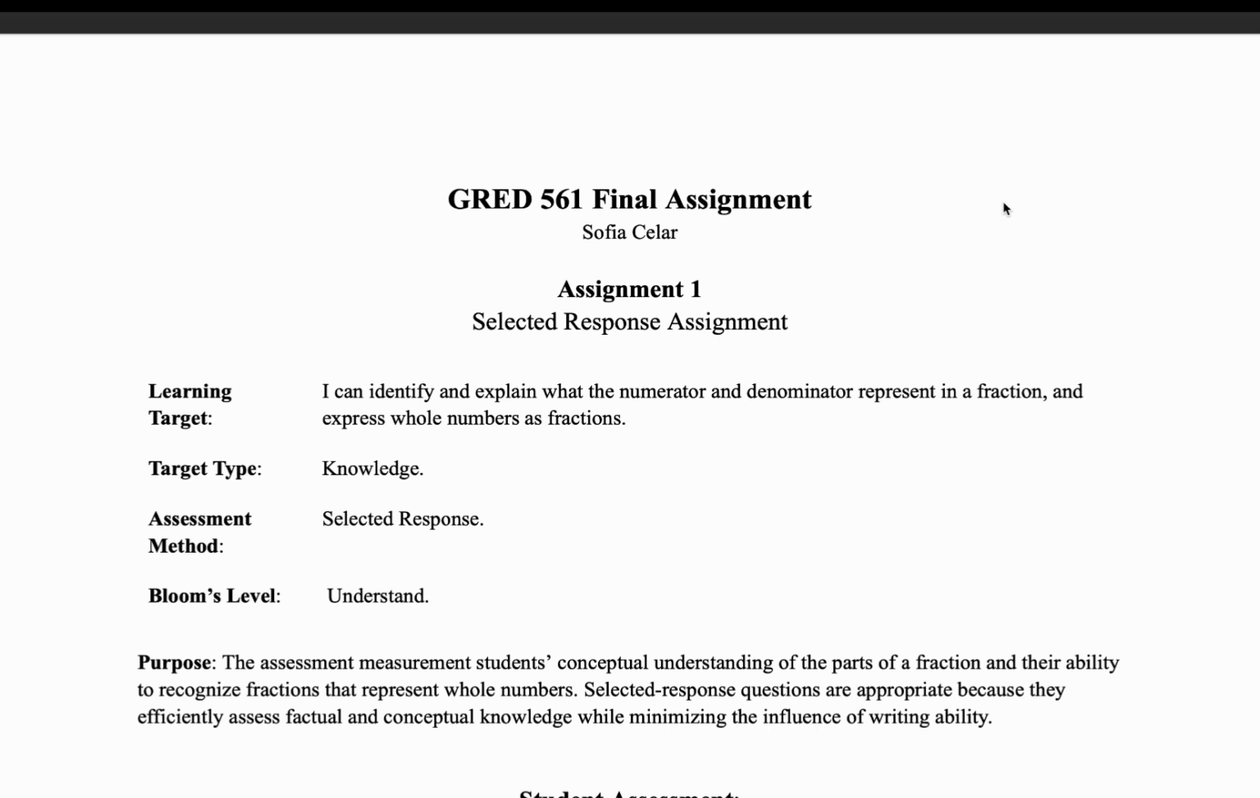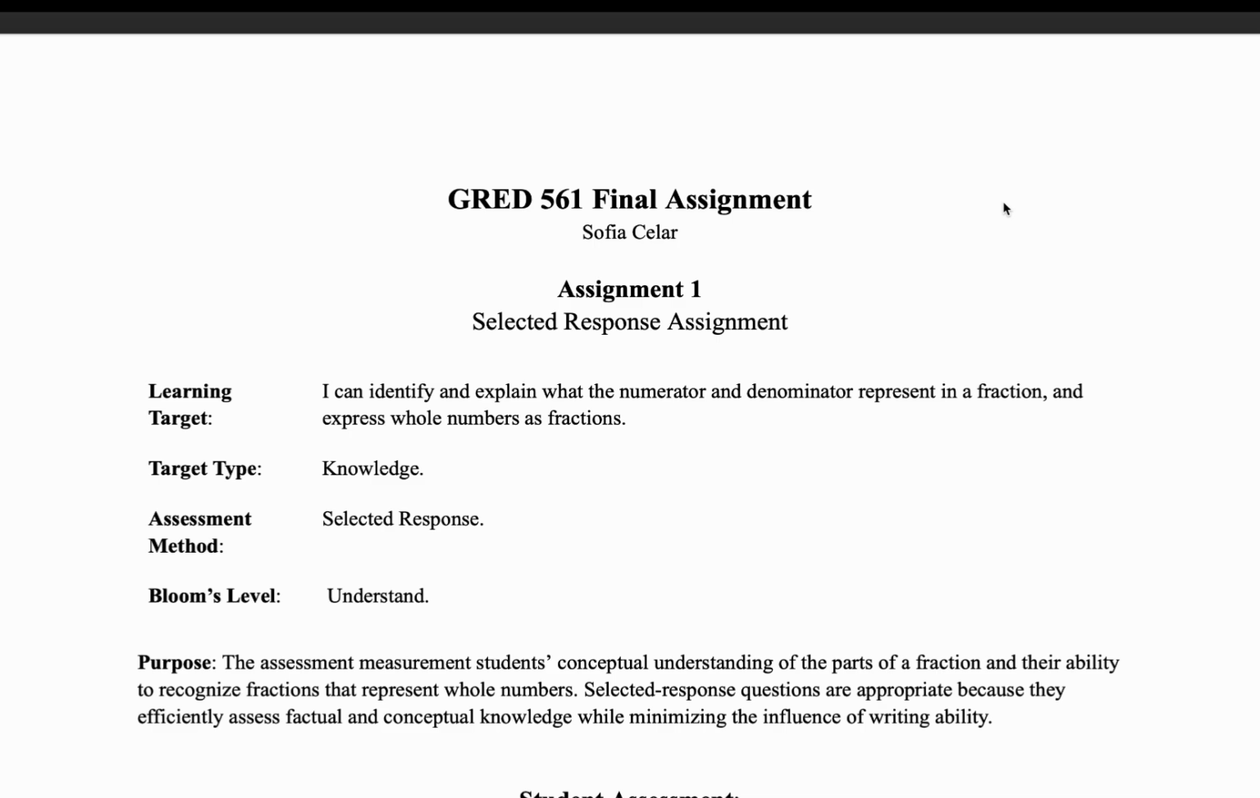So my assignment was based on the grade 3 mathematics standard focused on understanding equivalent fractions and comparing fractions. So my overall goal of the assessment was for students to demonstrate their understanding of fraction concepts through different forms of assessment, including selected response, written response, personal communication, and performance assessment.